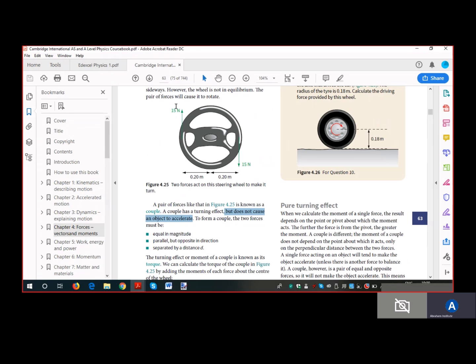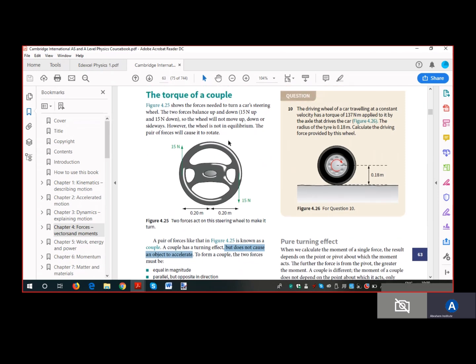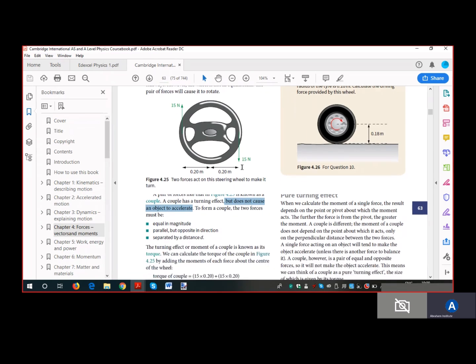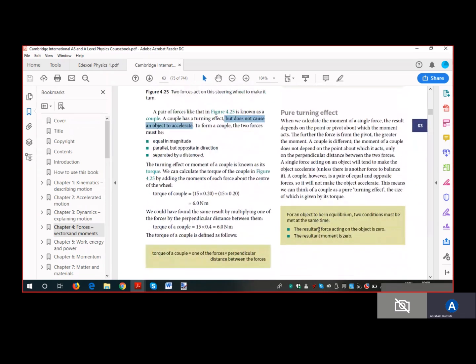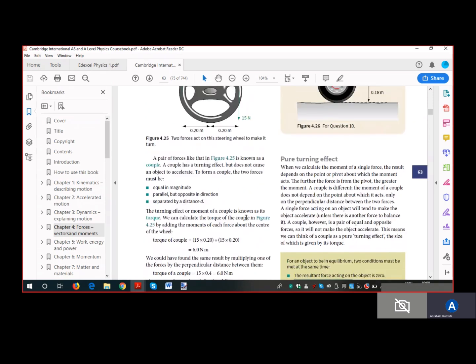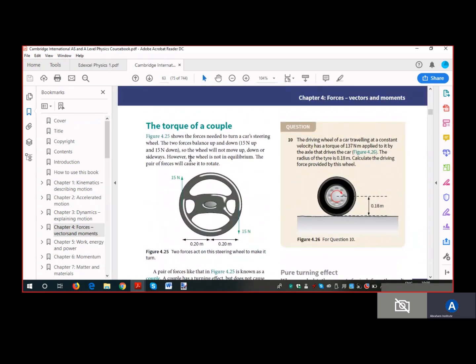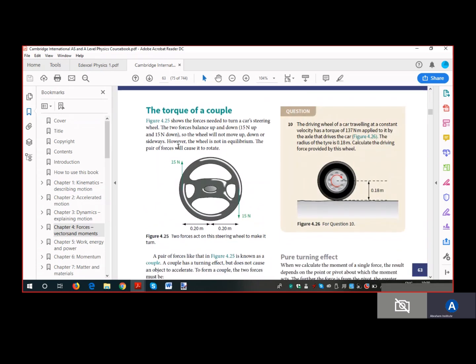So here 15 up, 15 down, the resultant force is 0. Therefore the acceleration is 0. So this resultant force is 0, but it's still not in equilibrium because the resultant moment is not 0. For an object to be in equilibrium, both conditions have to be met. This condition is not met in this example when it is a torque of a couple.